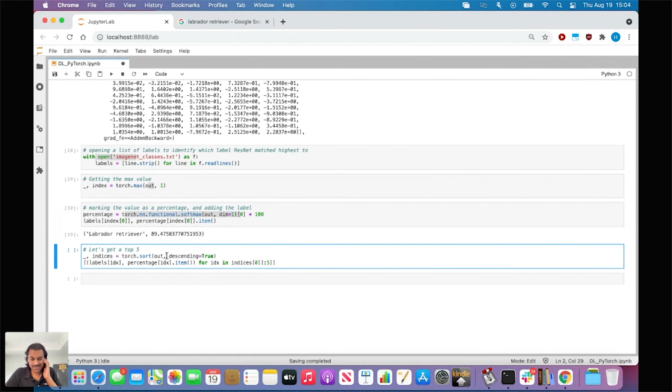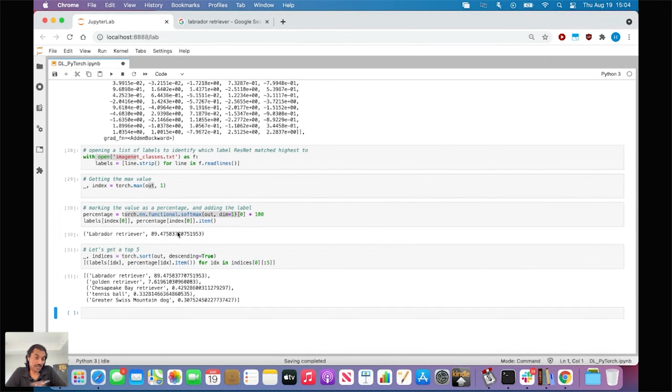And I did this just to round out this exercise. Let's just get a top 5 here real quick. What are the other things it found? So yeah, I guess I don't know my dog breeds. It did say with 7.6% it's a golden retriever.